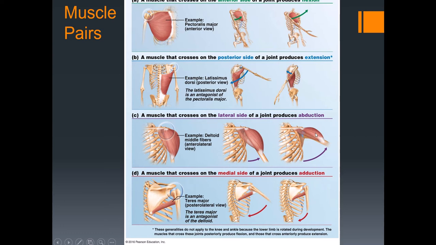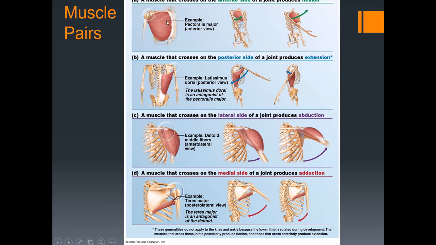So there are a couple of shortcuts when it comes to the muscle pairs. Typically, a muscle on the anterior side of a joint is going to cause flexion at that joint. Typically, a muscle that is on the posterior side of a joint is going to cause extension at that joint. The exception to that is the knee, in which case it's the posterior muscle that flexes the knee and the anterior muscle that extends the knee. That is not typical. An anterior muscle is going to cause flexion, posterior muscle causes extension.